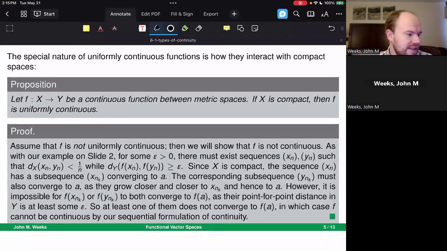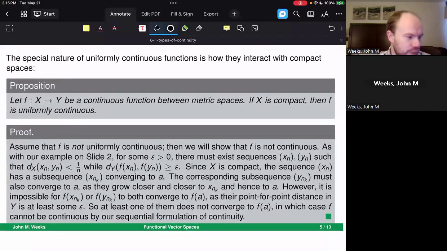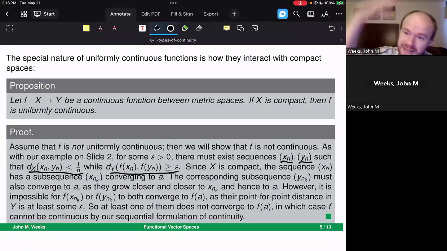Our proof of this is to assume, starting out, that f is not uniformly continuous, and we'll go through and show that f is not continuous. Now, similar to what we did in our previous example, we're going to use the negation of uniformly continuous to say that there exist sequences x sub n and y sub n such that the distances between the two of them get smaller and smaller, while the distances between their y values is greater than or equal to epsilon. The reason for using this same sort of notion as what we did in slide 2 is that we now have sequences, and sequences converge in compact sets, even if they're just Cauchy.